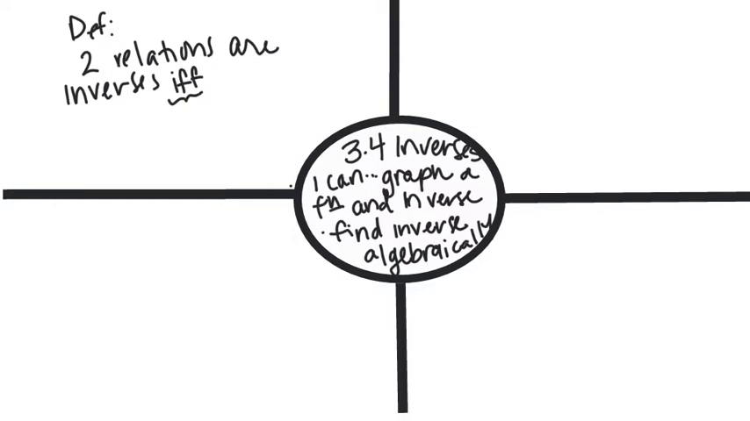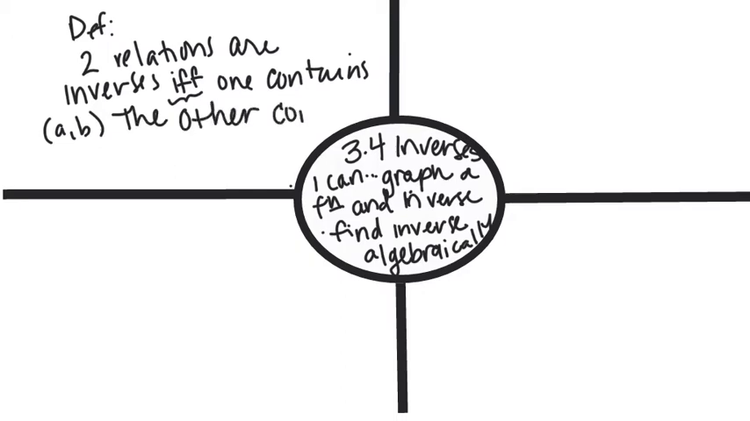It means if and only if one contains the point A comma B, the other contains B comma A. So two functions, maybe they're not even functions, two relations are inverses if one contains the point 1, 2, the other one contains the point 2, 1. It's kind of like the x and y flip.